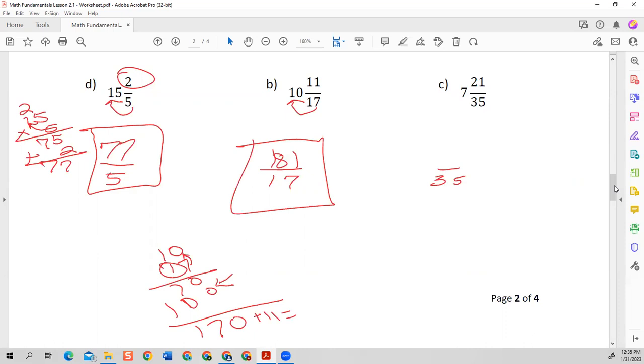That's my simplest form. Okay, so this next one, I'm going to say 35 times 7. 7 times 5 is 35. Carry the 3. 7 times 3 is 21 plus 3. That's 24. So 245. Oh, what did I not do? I didn't add my 21. So let's add 21 to this.